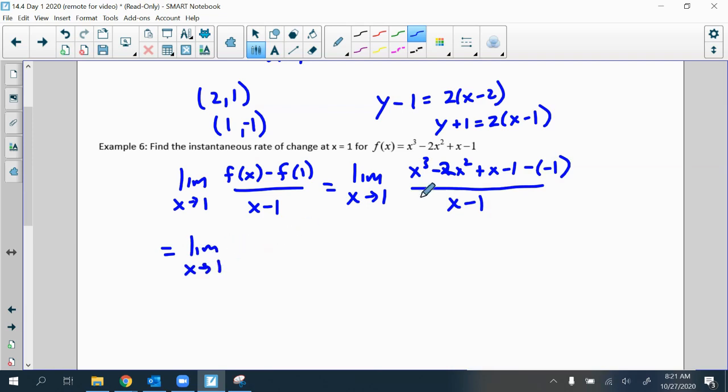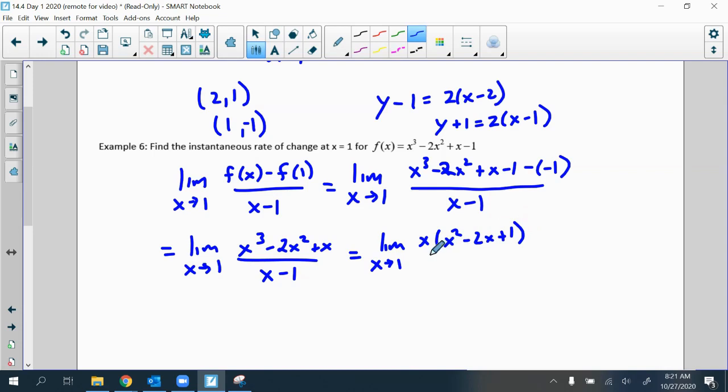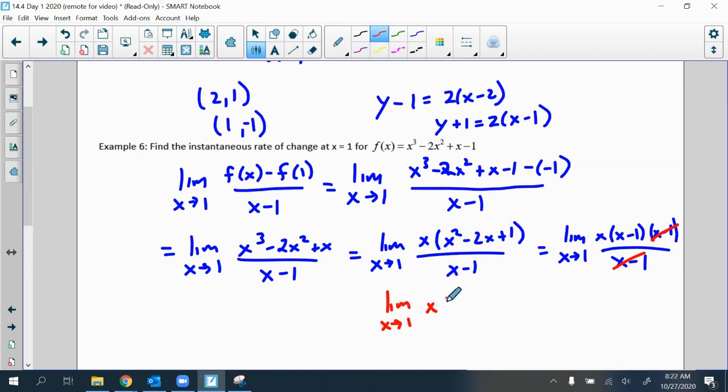So now I'm just going to continue to do algebra. Limit as x approaches 1. -1 minus -1, those end up canceling off. So x cubed minus 2x squared plus x over x minus 1. Now it's factoring time. Limit as x approaches 1 of x times x squared minus 2x plus 1 over x minus 1. Continue to factor. Limit as x approaches 1 of x times x minus 1 times x minus 1 over x minus 1. One of these x minus 1s cancels. So now I have the limit as x approaches 1 of x times x minus 1. And if I plug in 1, I get 1 times 0, which is 0.